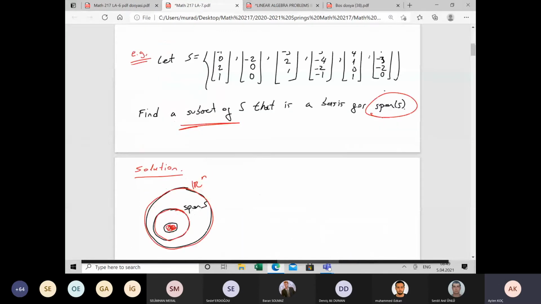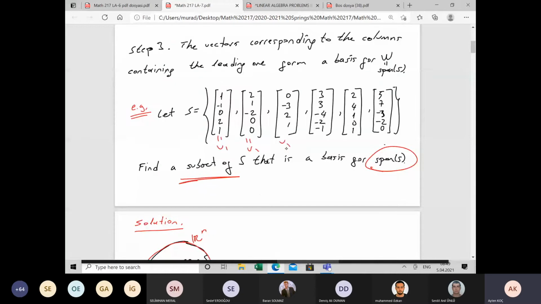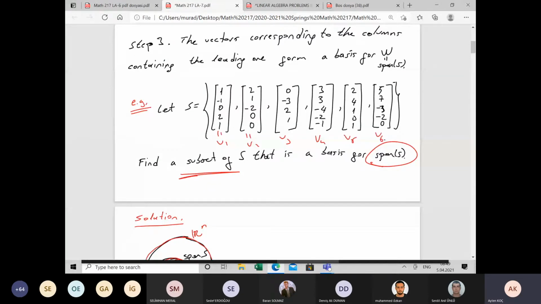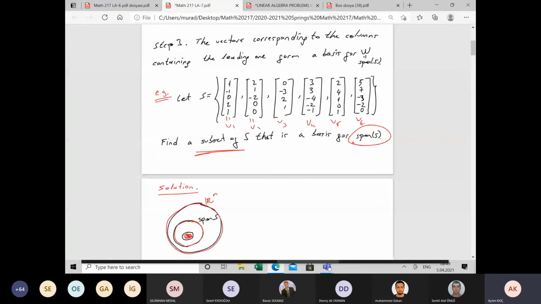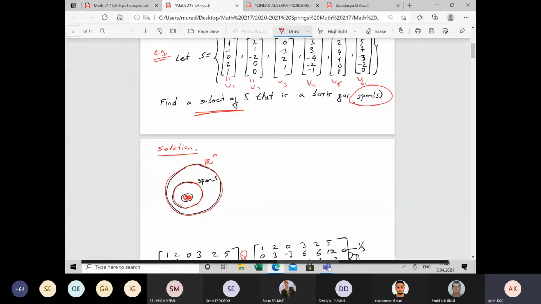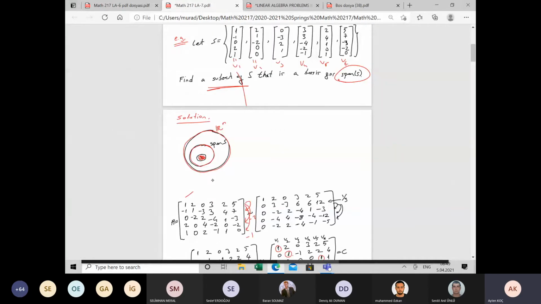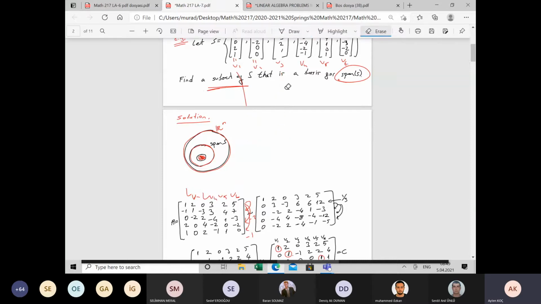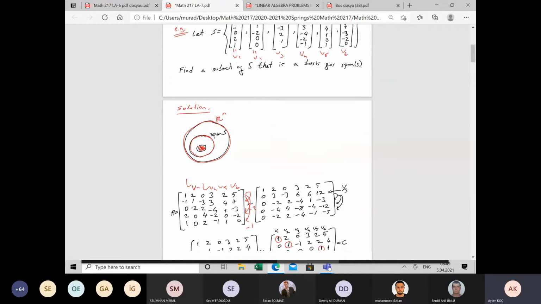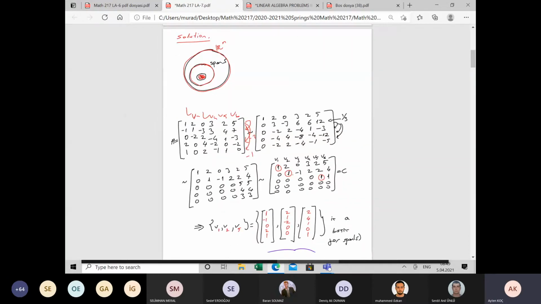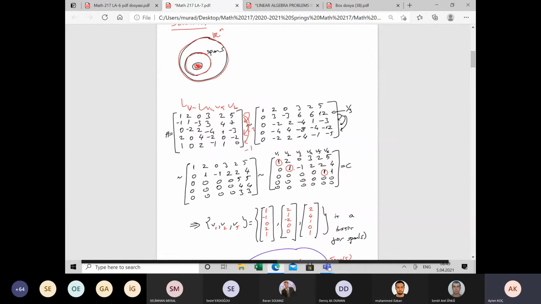We have 6 vectors here. Write the matrix here: V1 here, V3 in the third column, and this one is V2 and V6. So construct our matrix, and then apply the elementary row operations to get row echelon form. Row echelon form is enough. So look at this one, and it is easy to get.